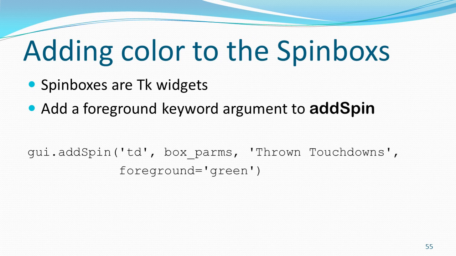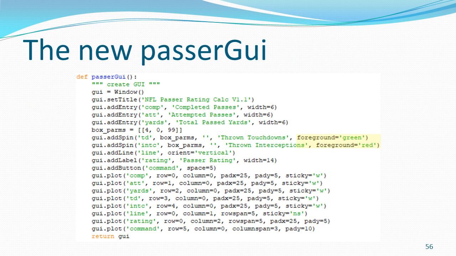So, as I said, it's really quite simple. All you have to do is in the GUI.addSpin method, just add in a foreground keyword argument. So in this case, for our touchdowns, we added in foreground equals green. And notice green is a string. So for our interceptions, we have foreground equals red. So two minor changes, and now we will have color in our application.